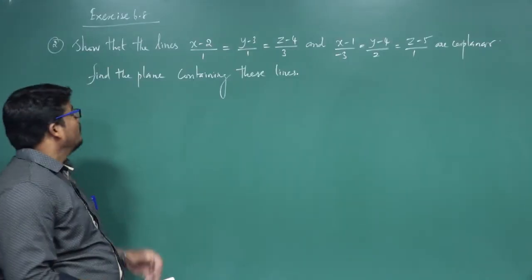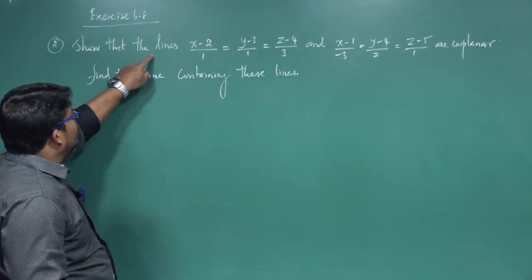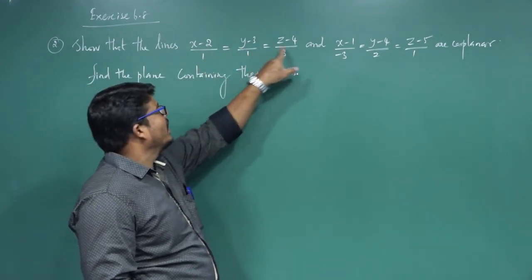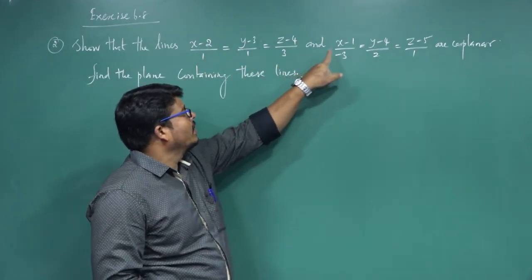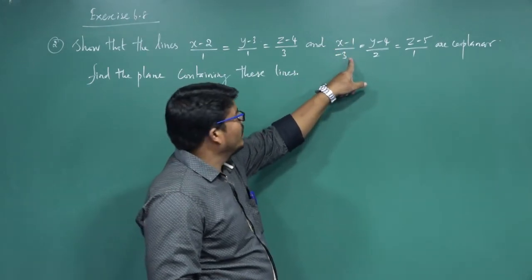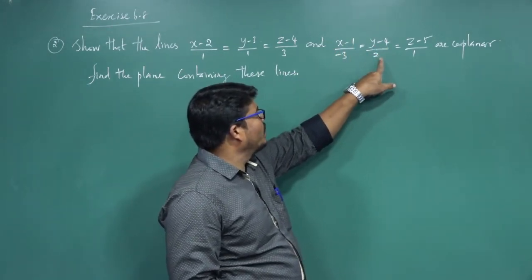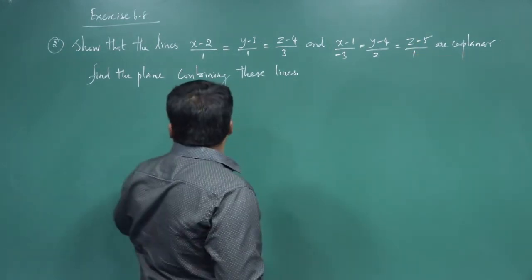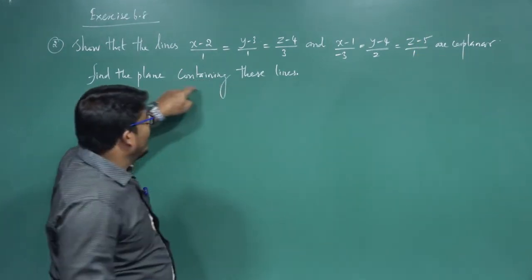Next problem, second problem. Show that the lines (x minus 2)/1 equals (y minus 3)/1 equals (z minus 4)/3, and (x minus 1)/(minus 3) equals (y minus 4)/2 equals (z minus 5)/1 are coplanar. Find the plane containing these lines.